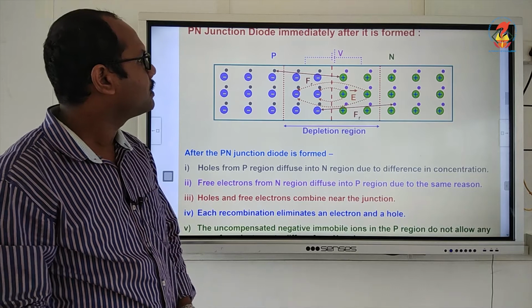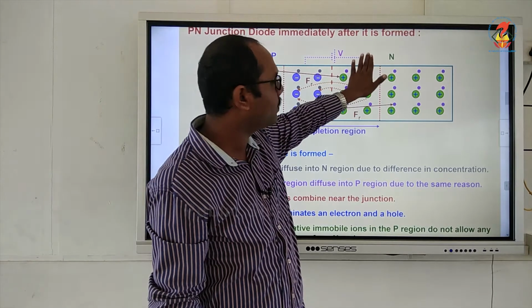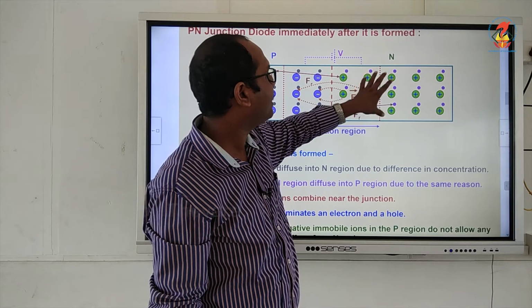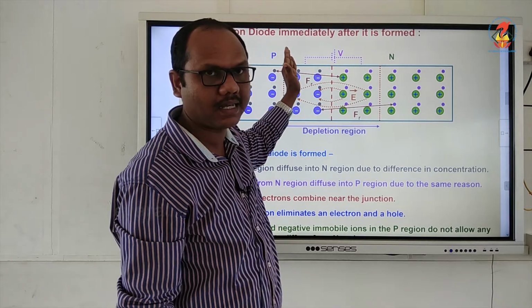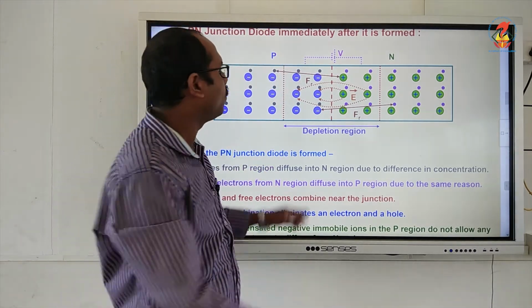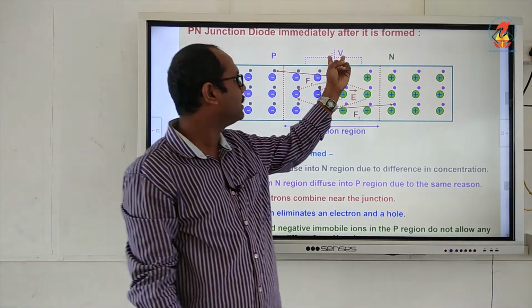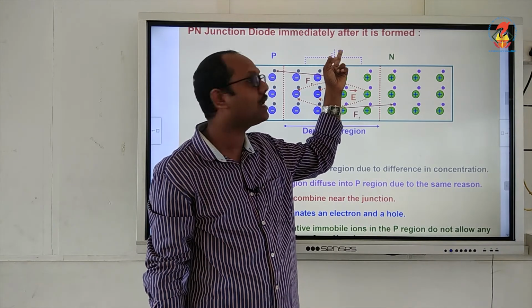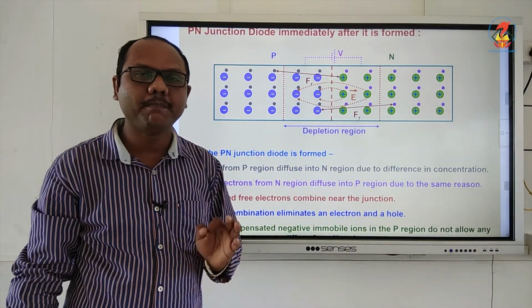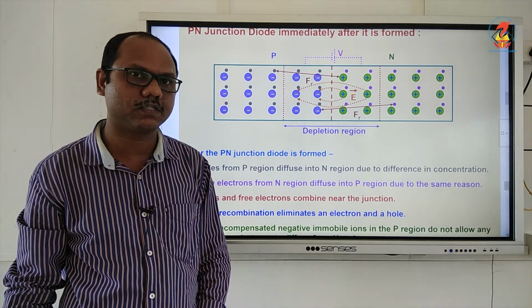Okay. Now, you can think, since holes are coming towards this side, there will be a positive potential here, and electrons came from here to this side, right? So there will be a negative potential here, and I already told you this depletion region will act like a barrier. The intrinsic potential of that barrier is called the barrier potential. This barrier potential will prevent the further diffusion of holes and electrons.